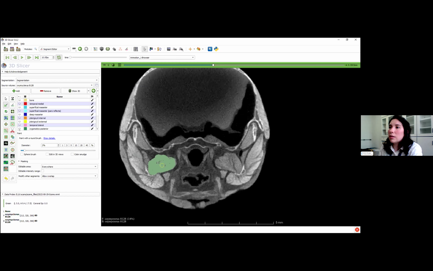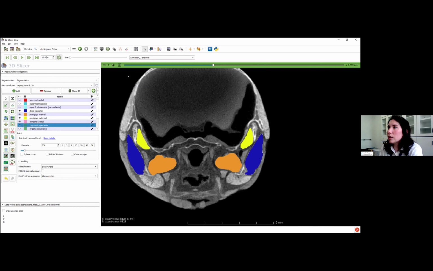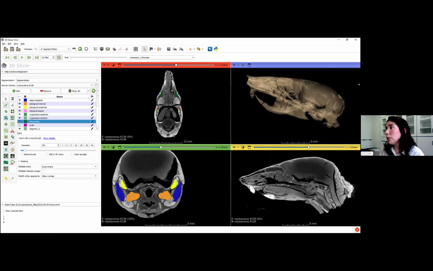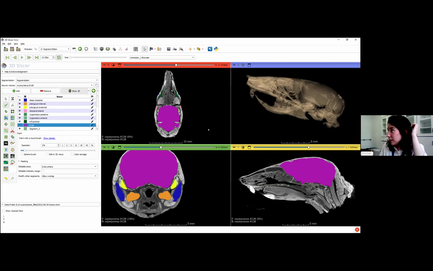So I have some segments here. The muscle that we saw, for example, and even the brain is already here. Let me see if I can show you. You need a very efficient computer to run these programs and do this analysis. They take a while.